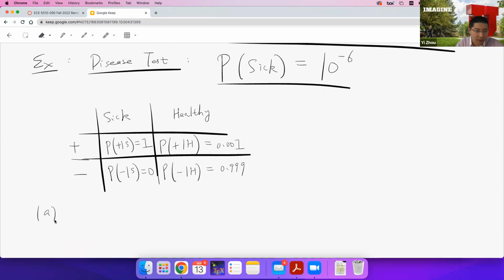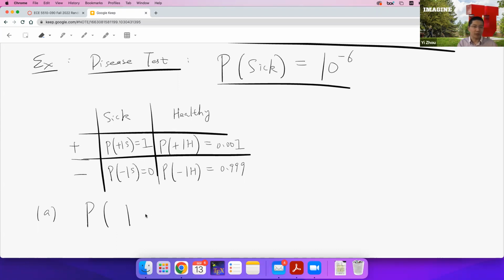So the question is, part A. You see, in this table, we are given the health condition and looking at the testing results. But in practice, what we don't know is the health condition, right? We don't know if a person is sick or healthy. So what we can do is to do this test and then try to infer this health condition.